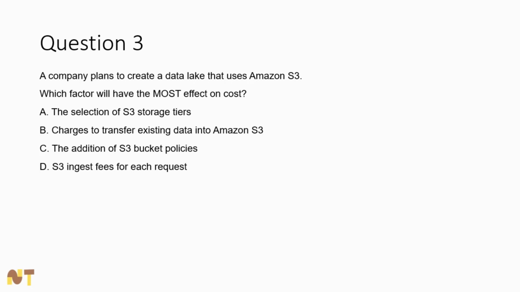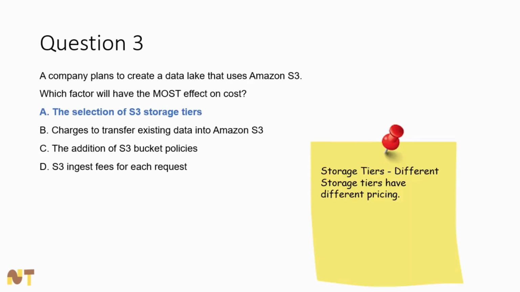Here, the ask is to select the option which will have the most effect on the cost to use Amazon S3. Amazon S3 offers a range of storage classes that you can choose from based on the data access, resiliency, and cost requirements of your workloads. By selecting the appropriate storage class, you can heavily save on the cost to store data on S3. So the correct option is answer A, selection of S3 storage tier.